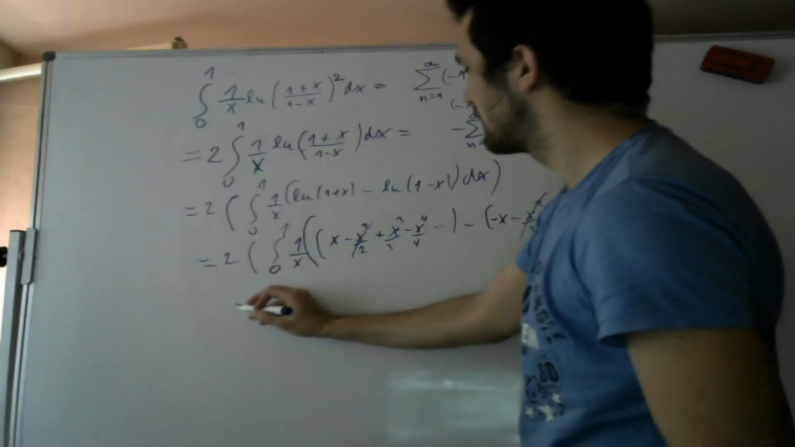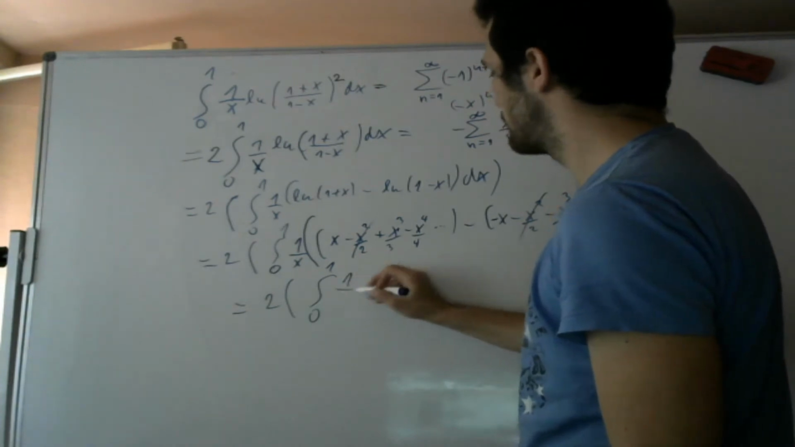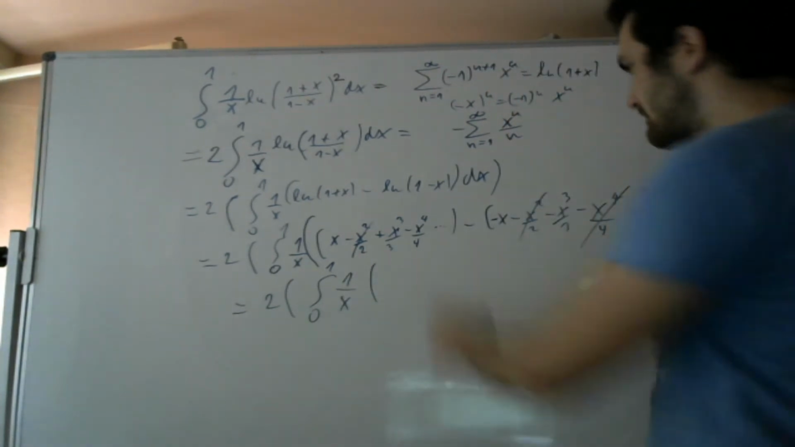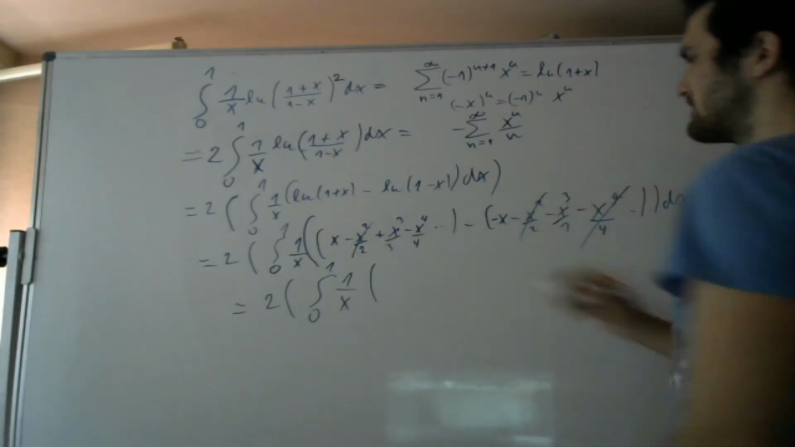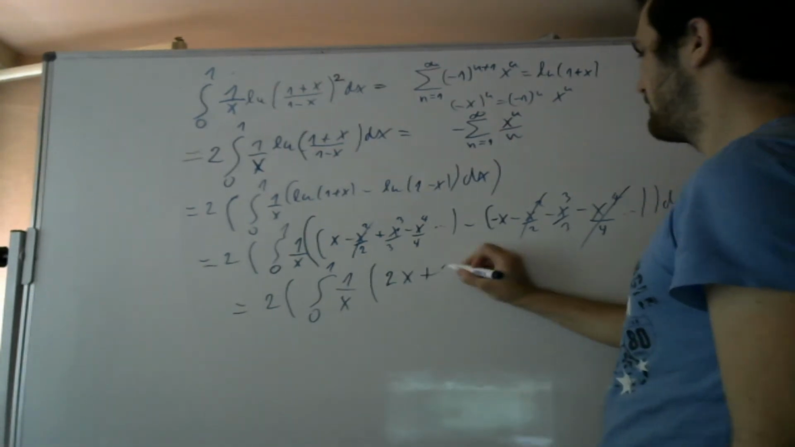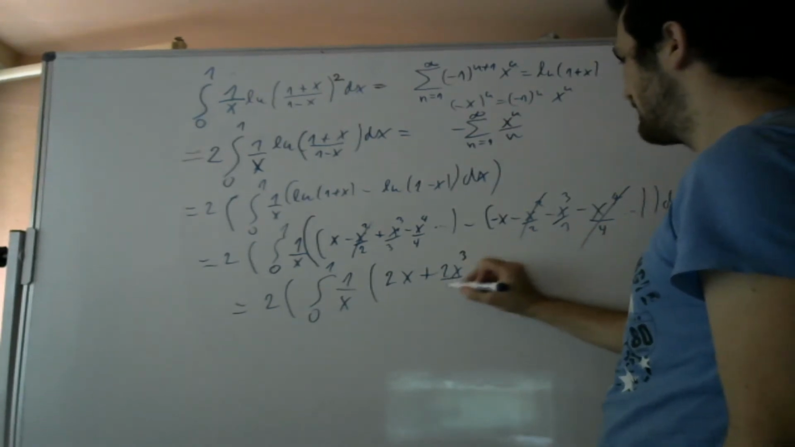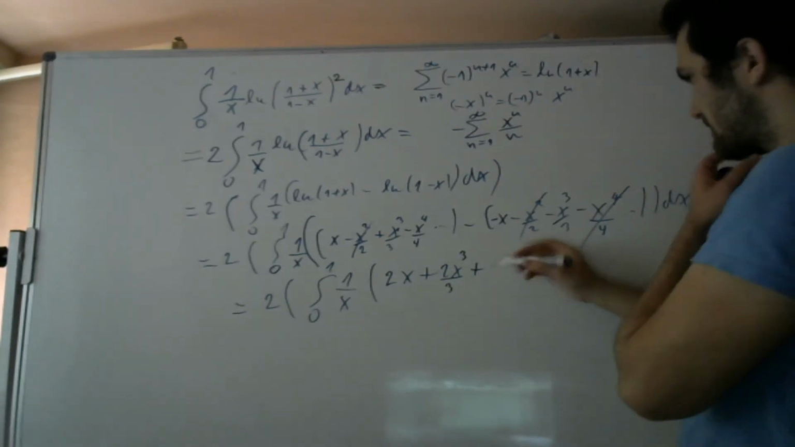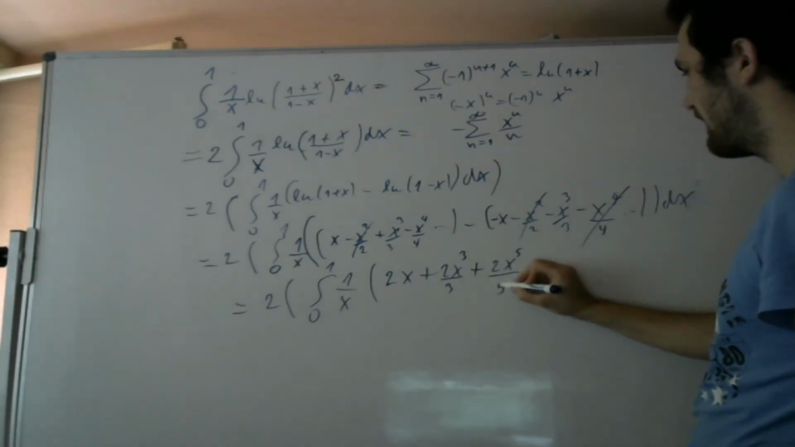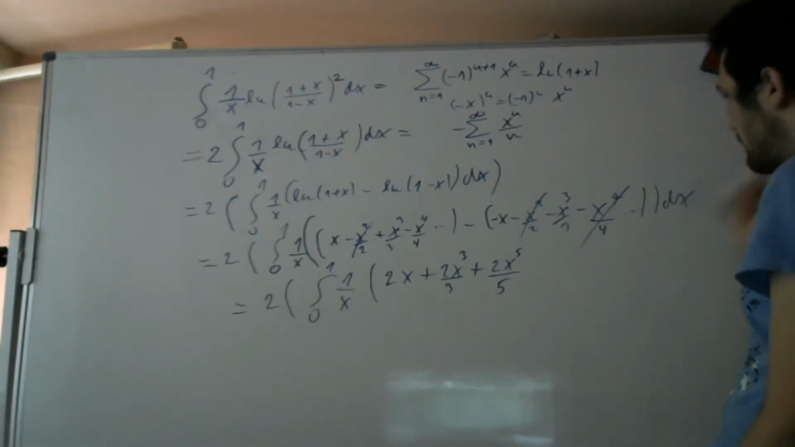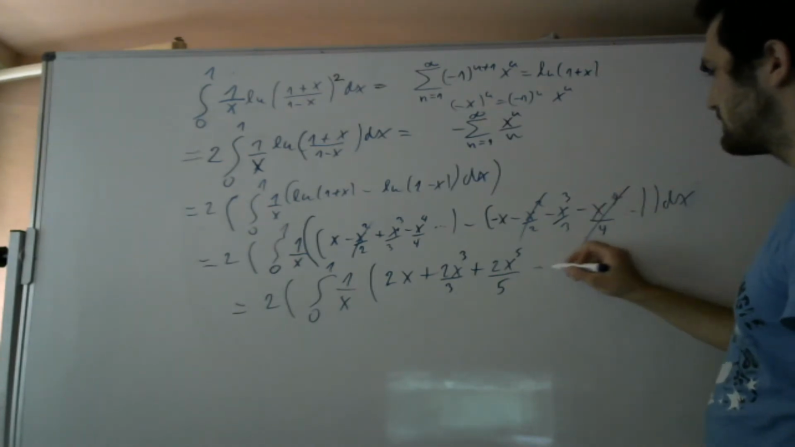So let's proceed. We have the integral, 2 times the parentheses, from 0 to 1 of 1 over x. All the odd parts combine since they are both positive. So we will have 2x plus 2x to the third divided by 3, plus 2x to the fifth divided by 5, and so on. The odd parts are positive.